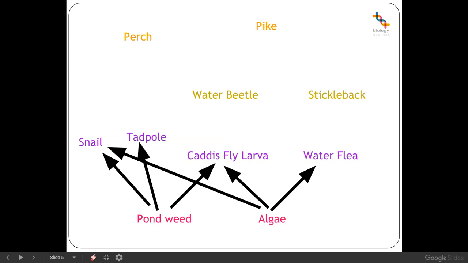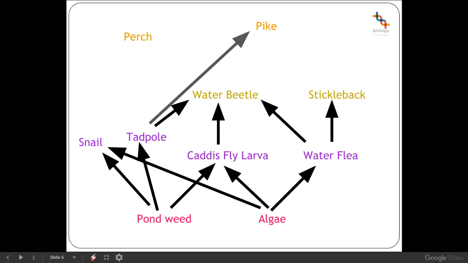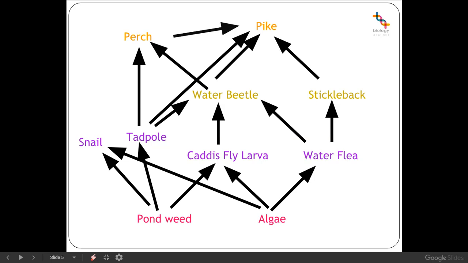So moving up to our next level, we're going on to our secondary consumers. We know that the water beetle eats the water flea, that the stickleback also eats the water flea, and the water beetle also eats caddisfly larvae and tadpoles. Tadpoles are also eaten by pikes, and tadpoles are also eaten by perches. When we move up to our next level, we can see that water beetles are eaten by perch and also by pike, and the stickleback is also eaten by a pike, and the perch is also eaten by a pike.